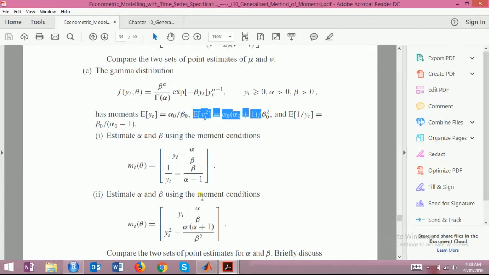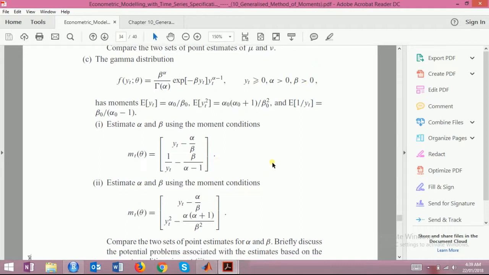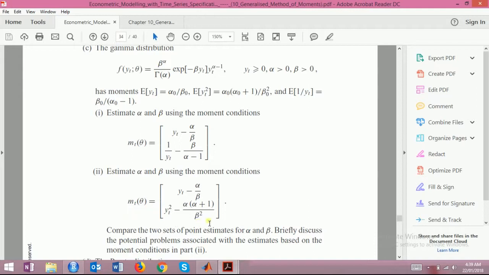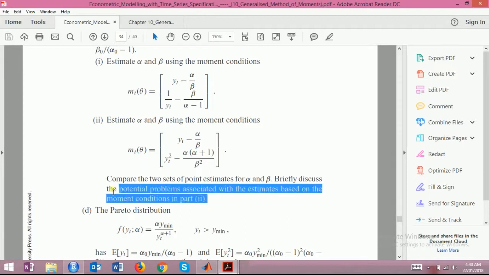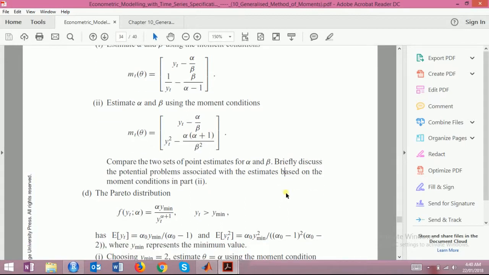So for specification we take the first and the third moment condition, alpha by beta, and beta by alpha minus 1, the uncentered moment condition and centered moment condition, where alpha plus 1 divided by beta square. Compare the two sets of point estimates for alpha and beta. Briefly discuss the potential problems associated with estimates based on moment conditions in part 2.